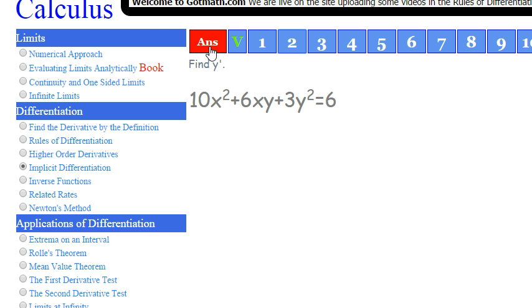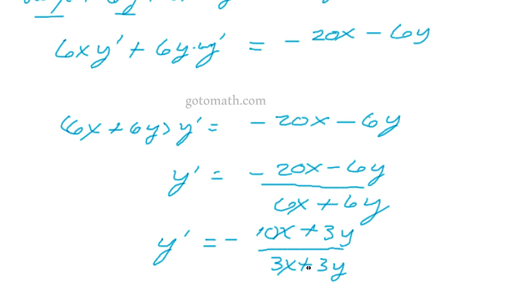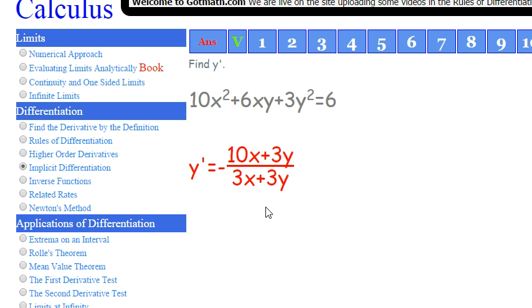And let's move over. Let's see what it says. Yeah, I did factor the negative out. 10x plus 3y, 3x plus 3y. Yeah, that's correct. Alright, y prime.